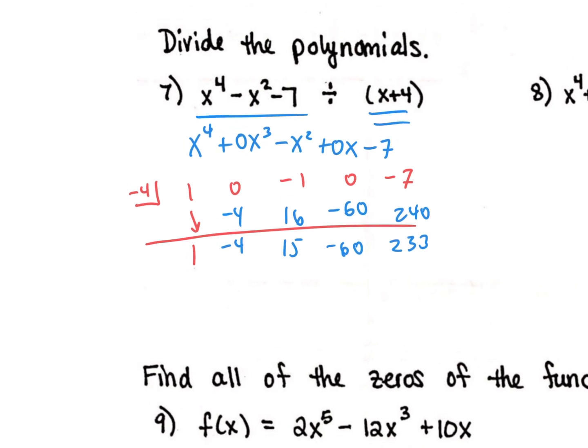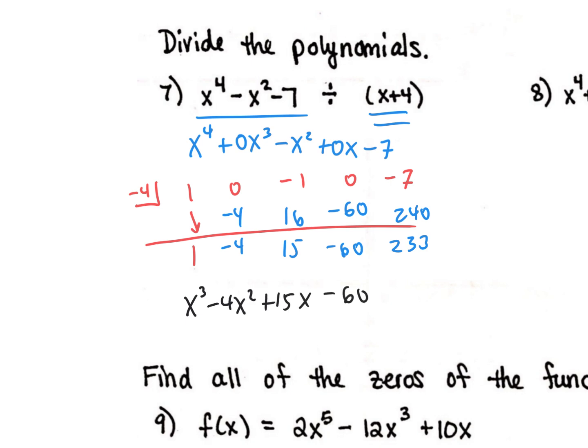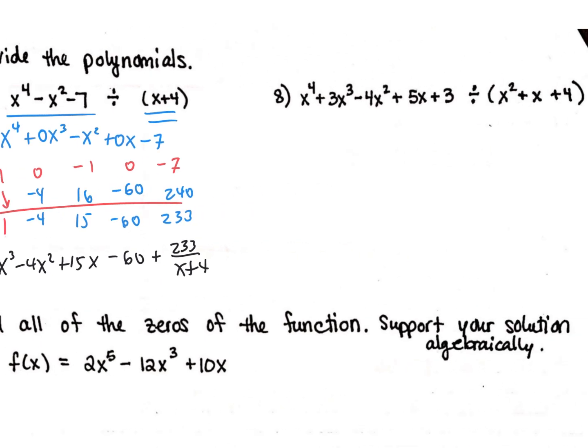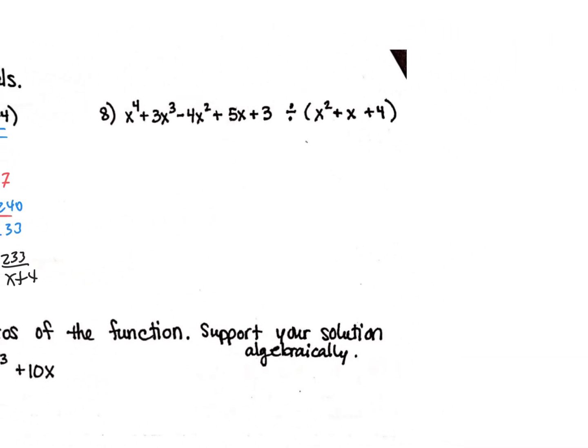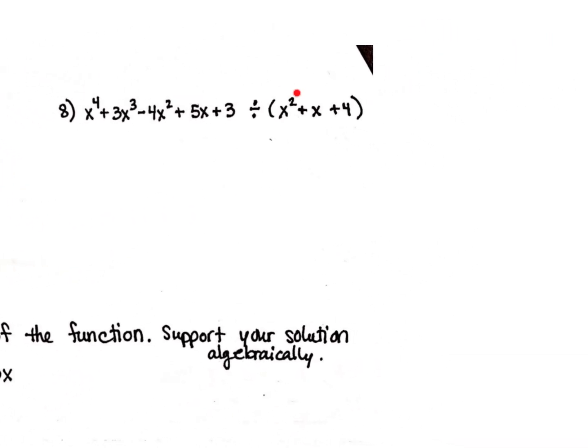Hopefully, I'm not wrong. But anyway, 1 degree down from x to the fourth, that's going to be x cubed. So that's 1x cubed minus 4x squared plus 15x minus 60. And then we have the remainder part, which is 233 over the divisor. The divisor was x plus 4. Pretty sure that's it.